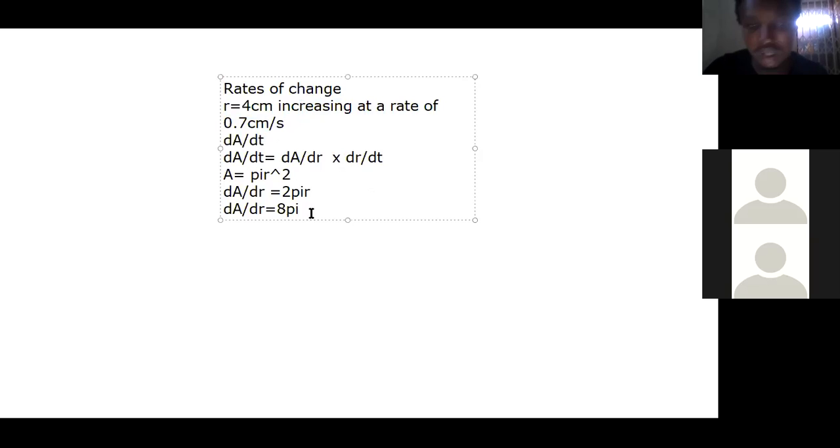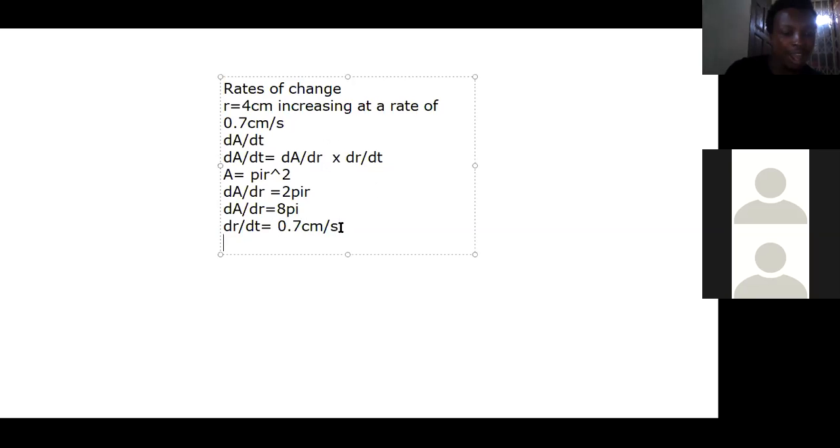So we are given this value straight away. So our dr dt is equal to 0.7 cm per second. So cm is the radius distance, and t is the seconds. So now we can factor the whole of this into dA over dt. And I told you that assuming the question said it was decreasing, then we would have to negate the 0.7. But because it is increasing, we keep it positive.